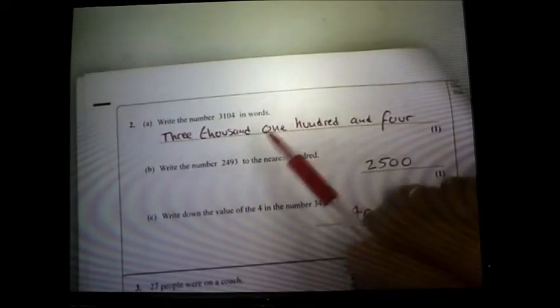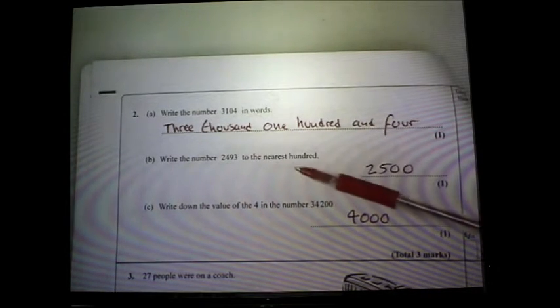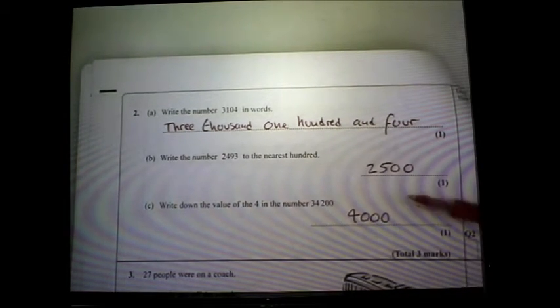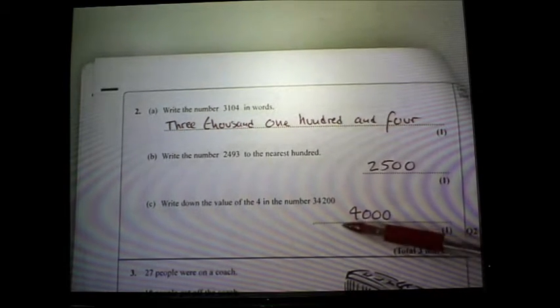Question number 2. Write the number 3,104 in words. So that number to the nearest 100, it rounds up to 2,500, and the value of the 4 is 34,200. So it's 4,000.